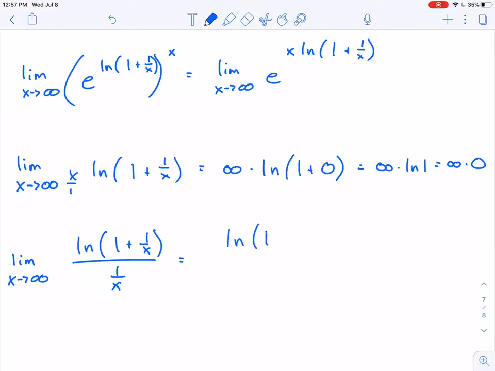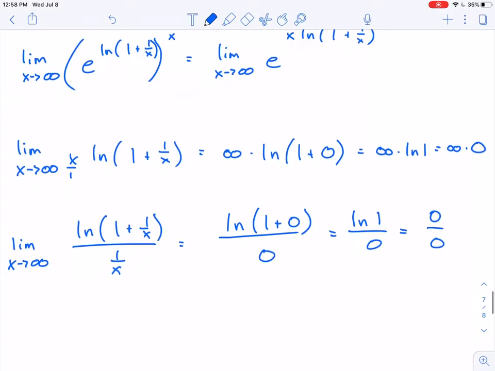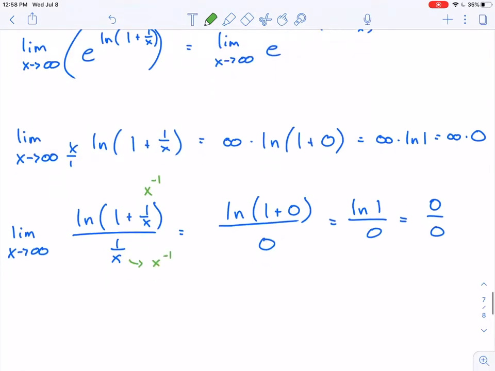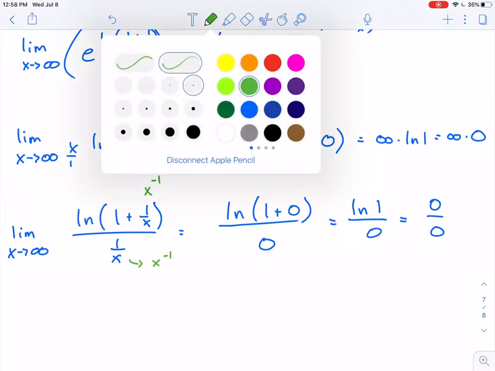Natural log of 1 plus 1 over x, as x approaches infinity, 1 over x goes to 0. I have natural log of 1 over 0, so 0 over 0. Yes, finally something that we can use L'Hopital's rule with. Again, you may want to take a moment just to remember that 1 over x is really x to the minus 1 power, just so that it's easier to take your derivative.